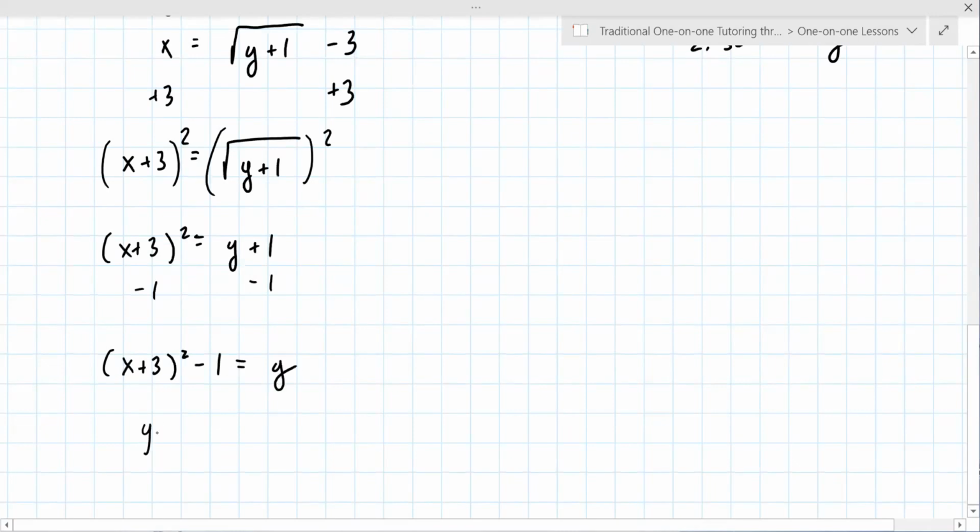You rewrite it as y equals (x plus 3) squared minus 1, where you just switch sides. And then the final step, where you're supposed to be really correct, is to use this notation: f inverse of x equals (x plus 3) squared minus 1.